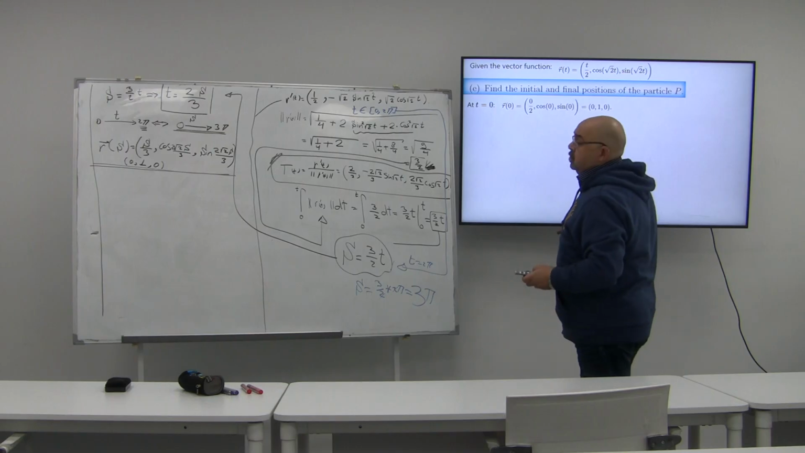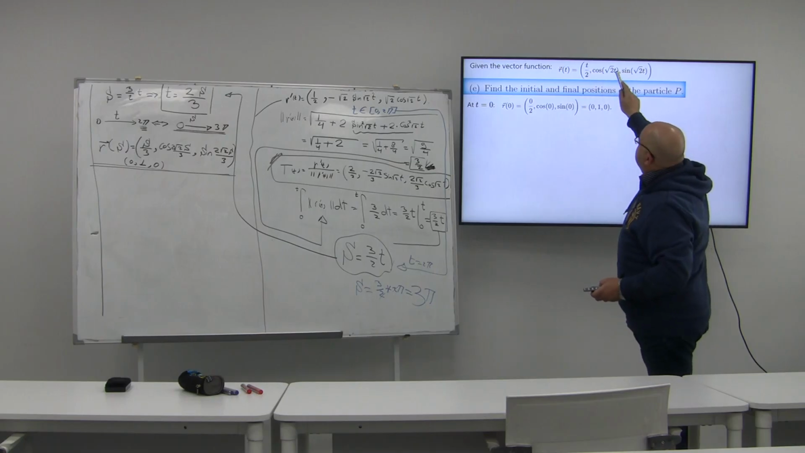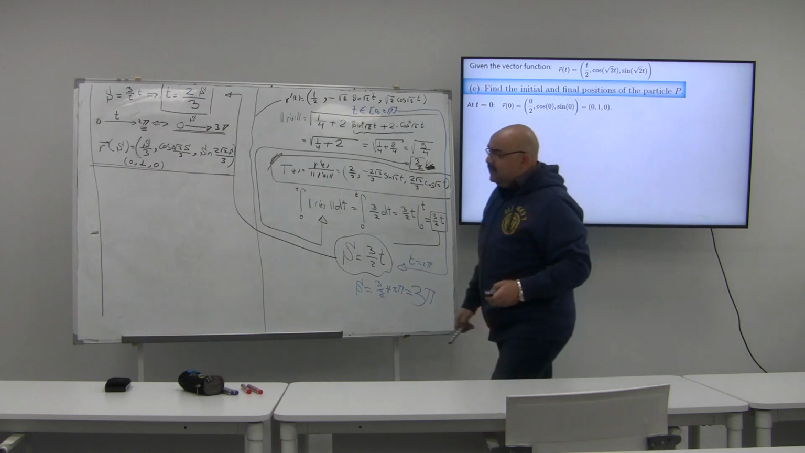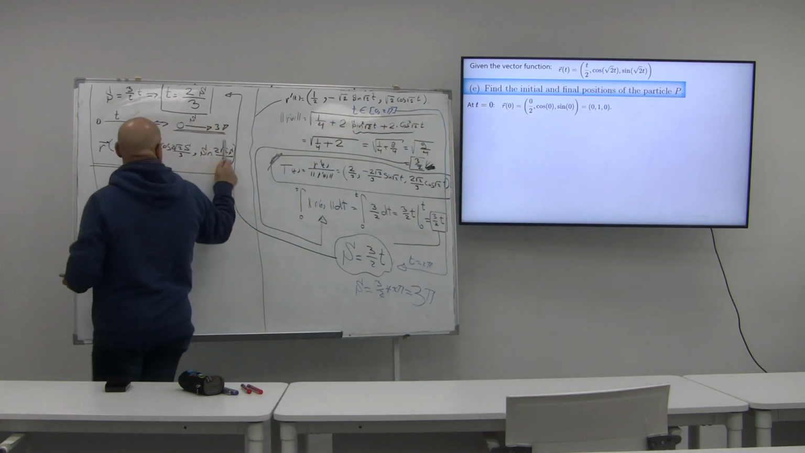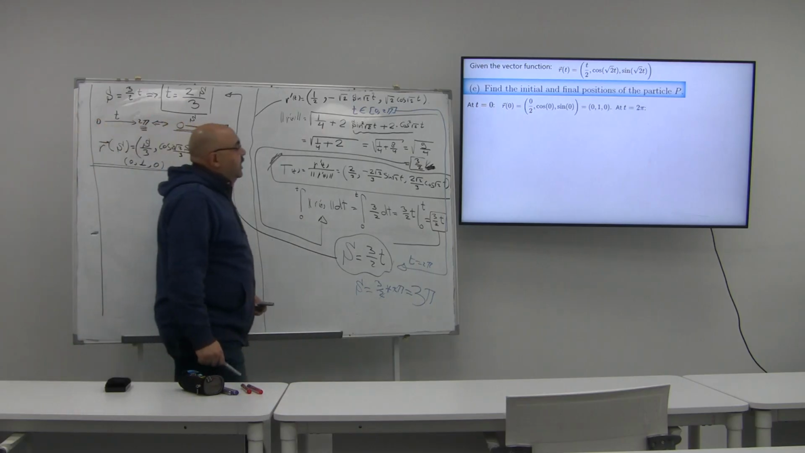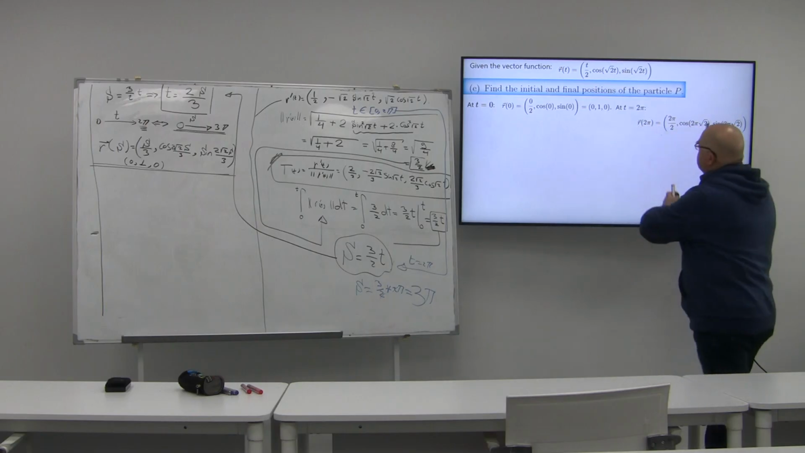And for the final position, means t equal to 2 pi. So here I will replace every t by 2 pi, but if I'm using the s, I will replace every s by 3 pi, and you will have exactly the same value. For this, it's going to be pi.